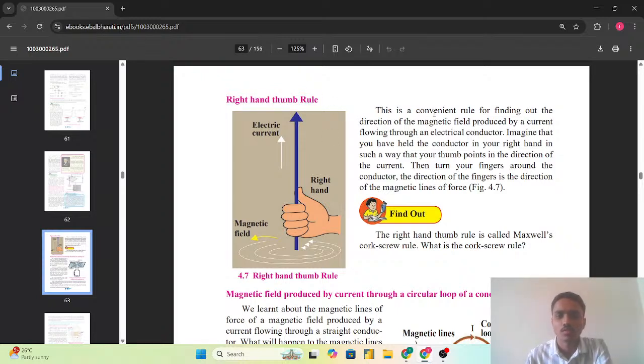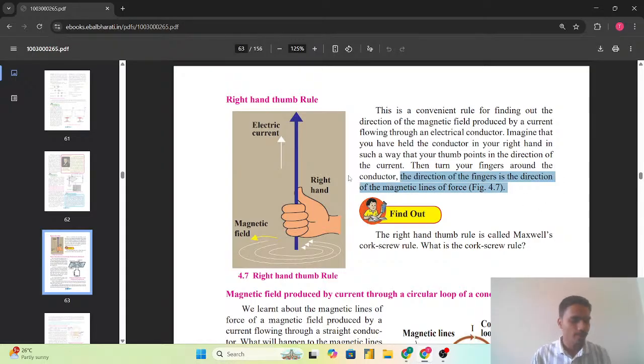So this is a convenient rule for finding out the direction of a field produced by a current flowing through an electrical conductor. Imagine that you have held the conductor in your right hand in such a way that your thumb points in the direction of the current. Then turn your fingers around the conductor. The direction of the fingers is the direction of the magnetic lines of the force.